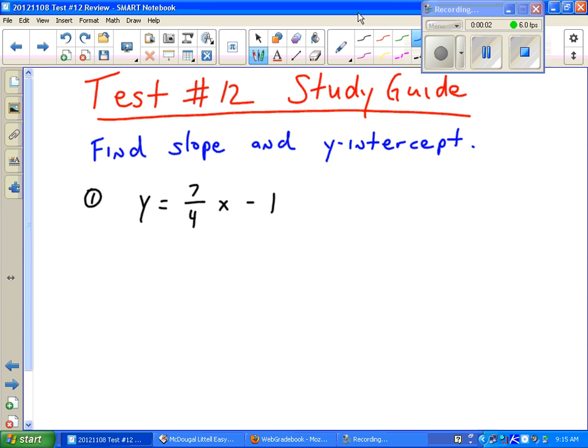Okay, this is test number 12 study guide from section 1.1 through 4.6 slope intercept. The first question asks you to find the slope and the y-intercept. Somebody was asking about this one. They thought they had to do something else. No, all you have to do is label the slope and the y-intercept. Remember, your variable for slope is m, and your variable for y-intercept is b.